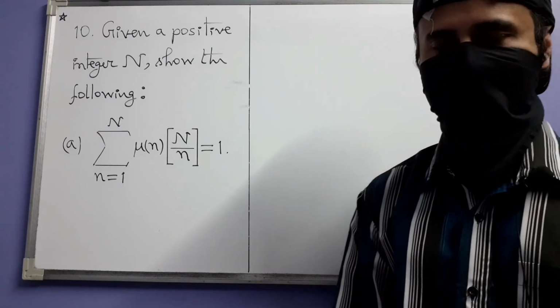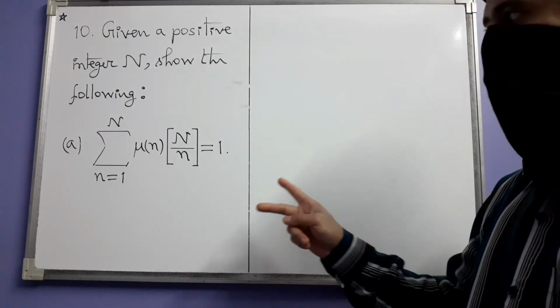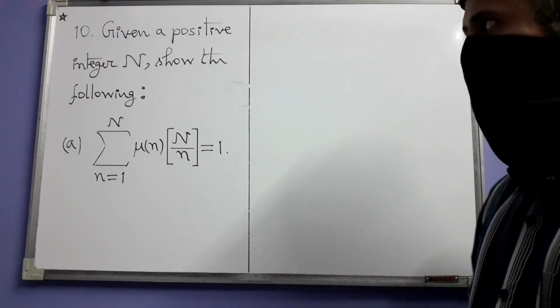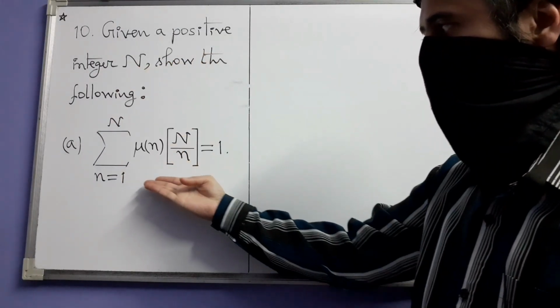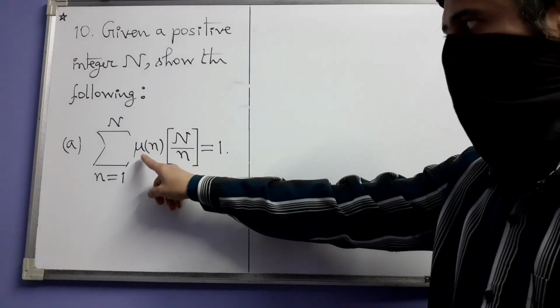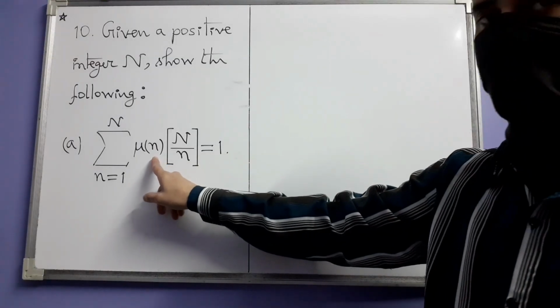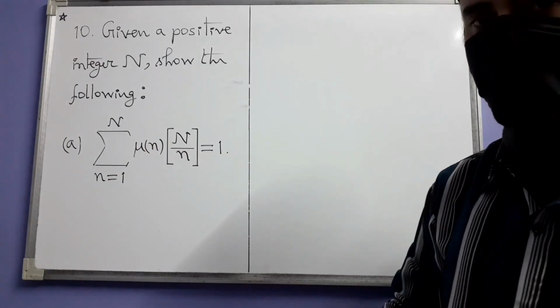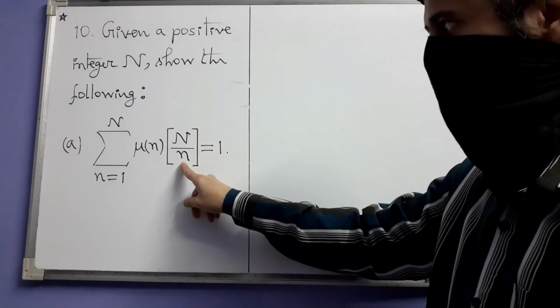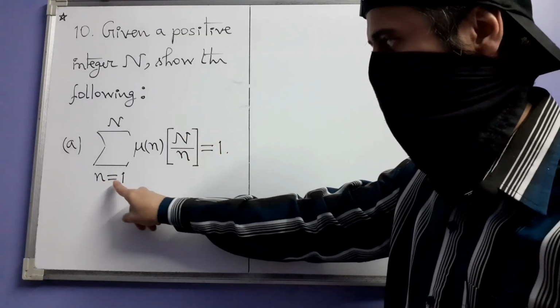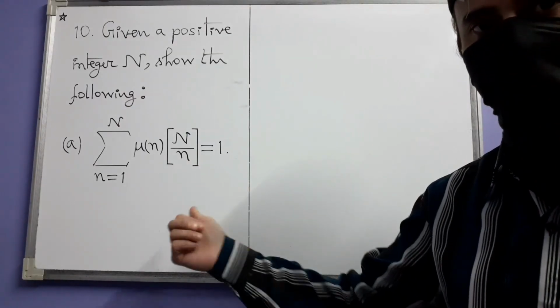Next we have number 10, where there are two parts. This is part A. A positive integer capital N is given, then we have to show this identity. Summation of mu of n, where small n is the index of summation, times the greatest integer value of capital N divided by small n, as small n goes from 1 to capital N, is equal to 1.